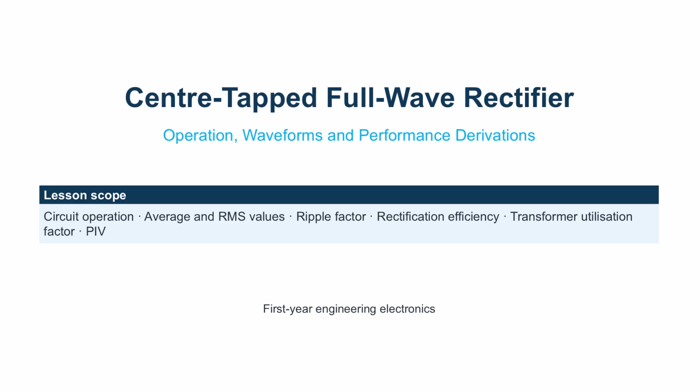Welcome to this lesson on the Centre-Tapped Full-Wave Rectifier. We will begin with the need for full-wave rectification, examine the transformer and the two alternating diode current paths, and then develop the important performance results from first principles. The derivations include average value, RMS value, ripple factor, rectification efficiency, transformer utilization factor, and peak inverse voltage.